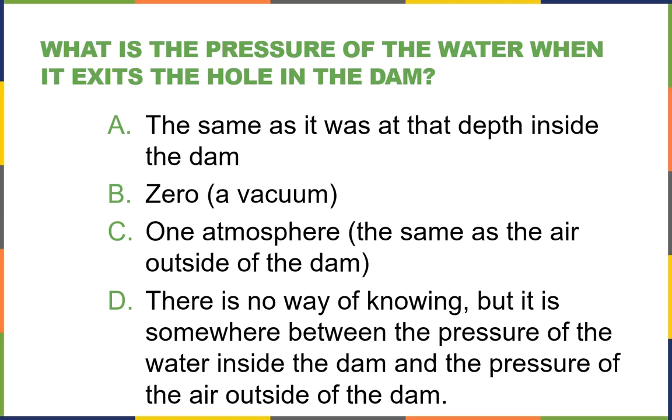So notice it's 1 atmosphere, the same as the air outside the dam. It's not a vacuum. 0 pressure is what a vacuum is. Remember, pressure is always pushing into a surface. So I can push in the surface really hard or softer, but you can never have a pushing that's going away from the surface. That would be kind of a definition problem. So the lowest pressure can reach is zero. We call that vacuum, and then you just no longer have contact between the surfaces.